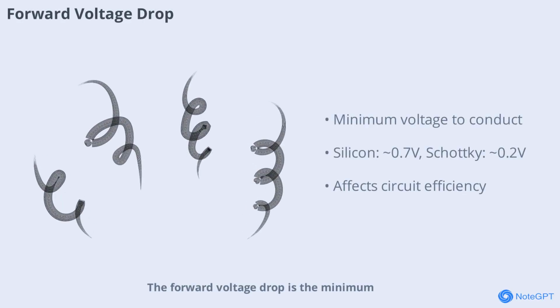Forward voltage drop is the minimum voltage required for a diode to conduct current. For silicon diodes, this is typically around 0.7 volts, while for Schottky diodes it's lower, around 0.2 to 0.4 volts. This characteristic affects the efficiency and performance of electronic circuits.